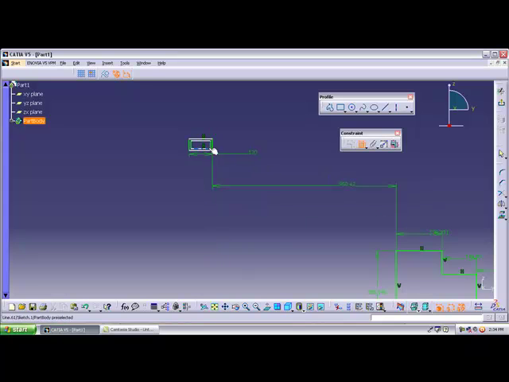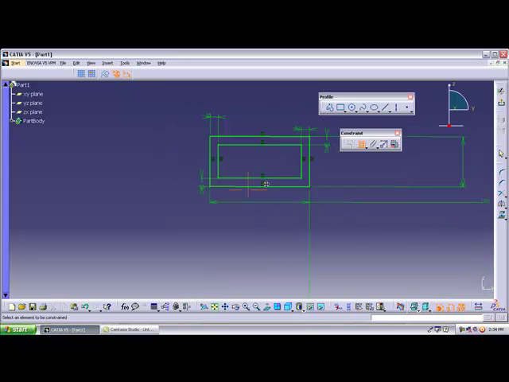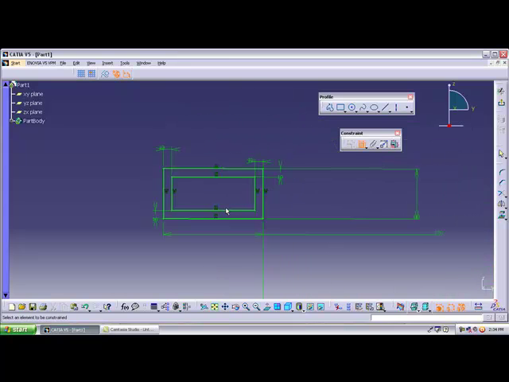After that, select one line in the rectangle and select the other line in the rectangle. So right now the object is colored as fully constrained. Why? Because right now we got the shape of the object, and we got the dimensions. Like this we can assign them.